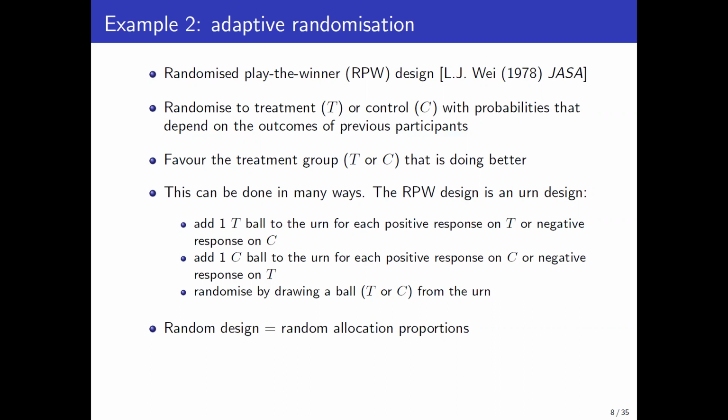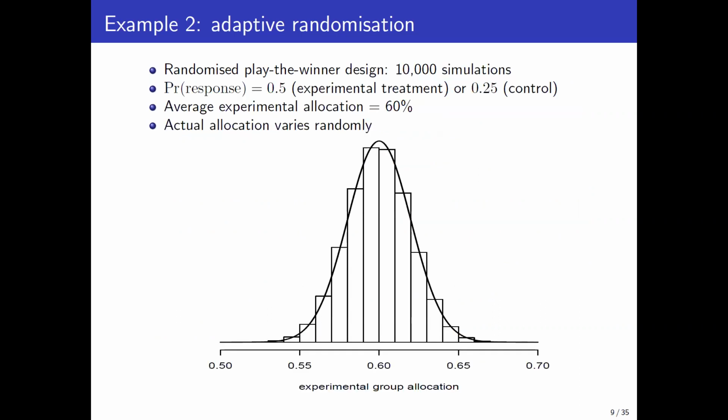So at the end of the study, we'll have 61% in one arm and 39% in the other, and that's the realisation of a random variable essentially. And here is an example of that particular random variable. So this is the final allocation proportion to the experimental group in a simulation of the randomised play the winner adaptive randomisation. Underlying this is a response probability of 50% in the experimental treatment and 25% in the control. We know theoretically that means that the average allocation to the experimental treatment will be 60%.